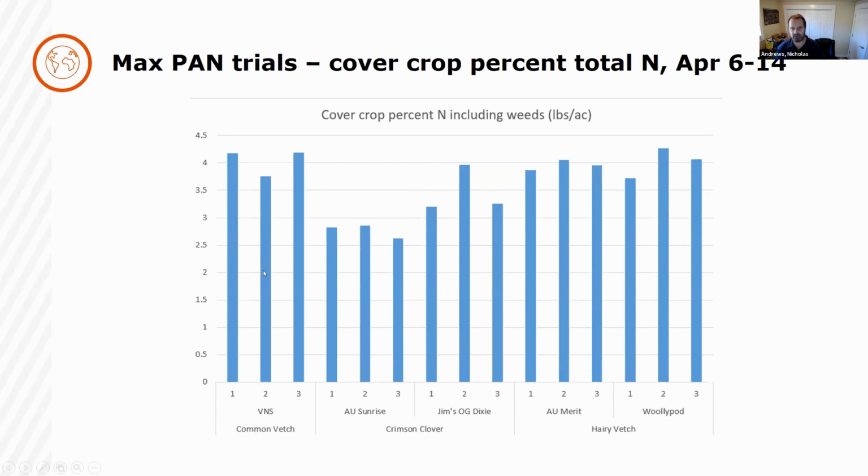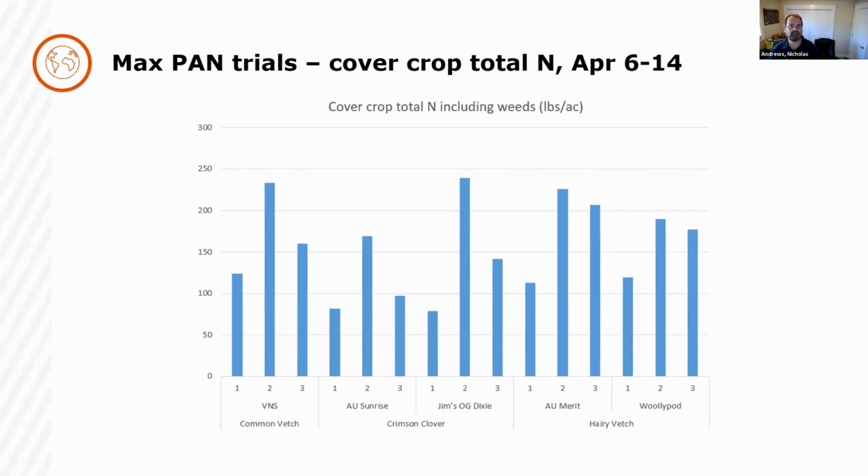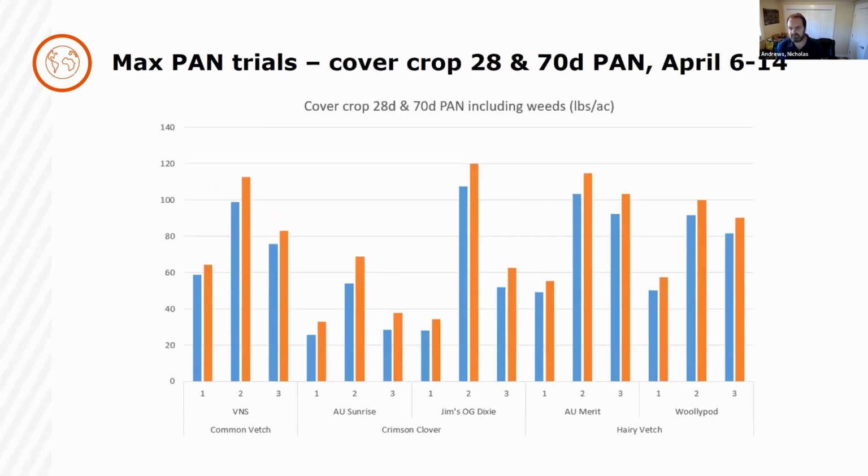So it looks like, initially, maybe the AU Sunrise was a little bit lower on the percent nitrogen and the vetches were a little bit higher, 3.5% to 4% versus 2.5% to 3%, give or take. But this is preliminary. And then this is the cover crop total nitrogen, and I'll jump ahead to the bottom line, which is the plant available nitrogen. And these are the predictions that we got from the OSU calculator. But all of those factors in the previous slides contribute to this final fertilizer value estimate.